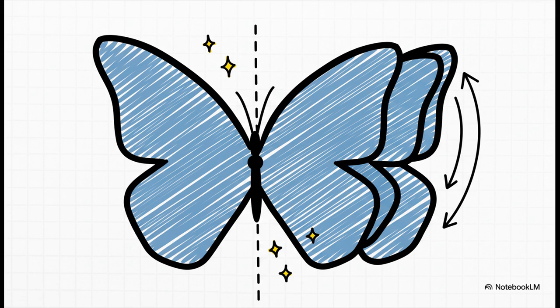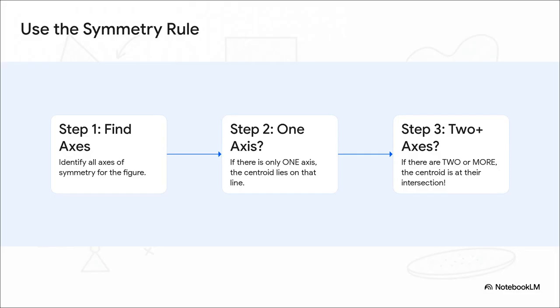If a shape has an axis of symmetry, a line where you could fold it and it matches up perfectly, then the centroid has to lie somewhere on that line. It's a geometric fact, no exceptions. And using this rule is so simple. Step 1. Just look at the shape and find any axes of symmetry. Step 2, if you only find one, great, you know the centroid is on that line somewhere.